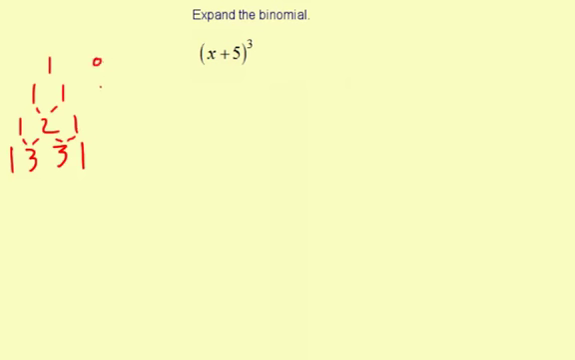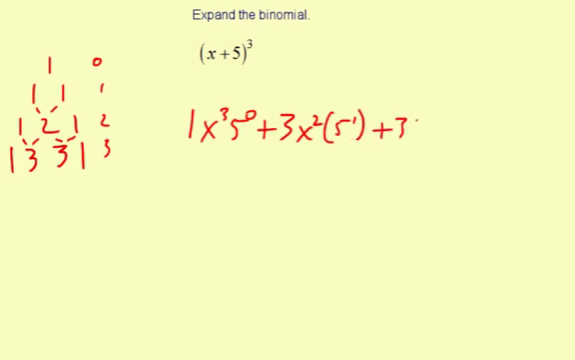And this is the 0 row for a binomial, then 1, 2, 3. So for a third power, 1, 3, 3, 1, those are going to be the coefficients that go in front of each term. So here's how this is going to work. The 1 for the coefficient for the first term, and then x to the third, which is this first term to the third power, and then times 5 to the 0, and that's this last term to the 0, plus 3, and then it's going to be x squared, and then times 5 to the first, and then plus 3, which is the coefficient, times x, times 5 to the second power, plus 1, and then times x to the 0, and then times 5 to the third.